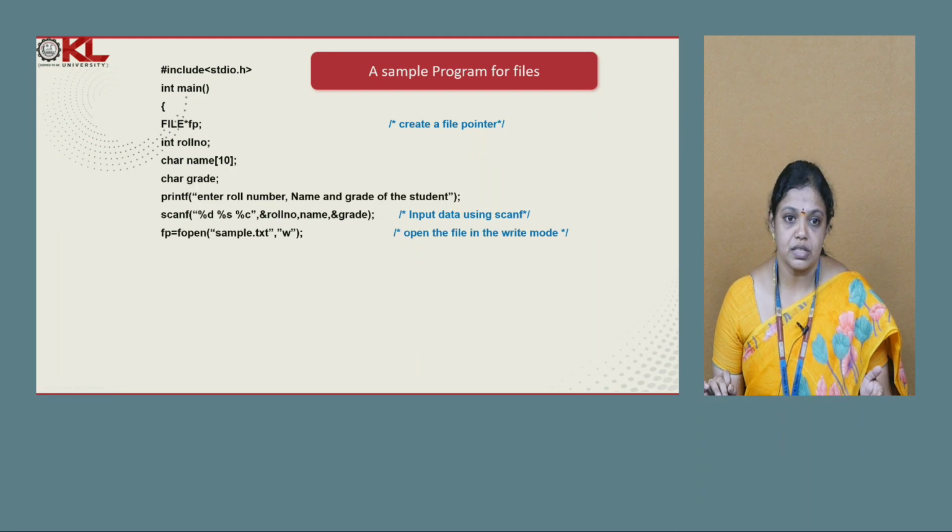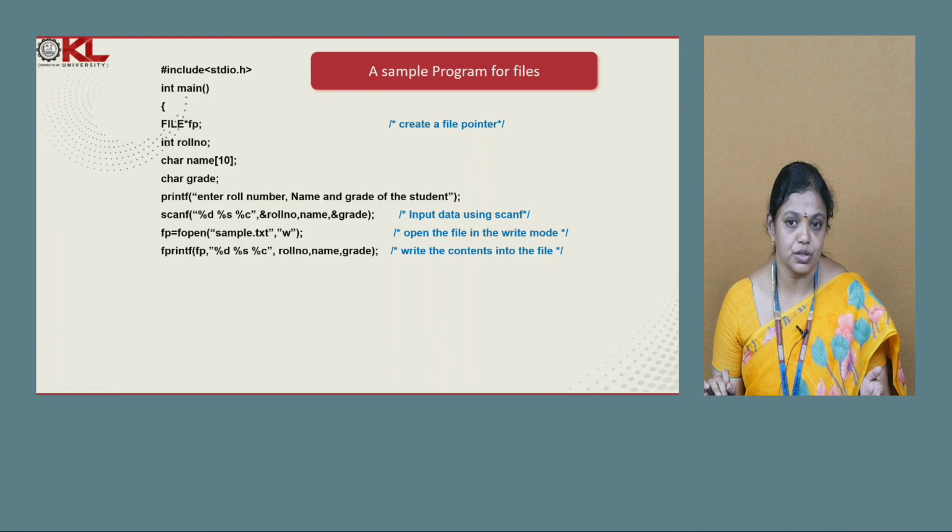Now it is necessary to write the contents to the file. When I want to write the content to the file, I will be using fprintf. You already know the syntax. The first parameter is the file pointer that was created, and then I am sending the data, namely the roll number, name and grade, to the file. Once I use the function fprintf, the contents are written to the file sample.txt.